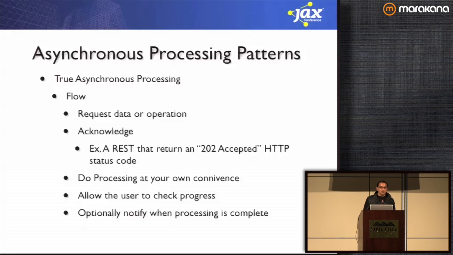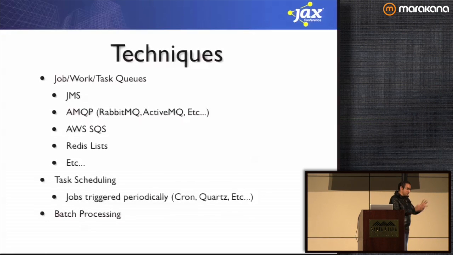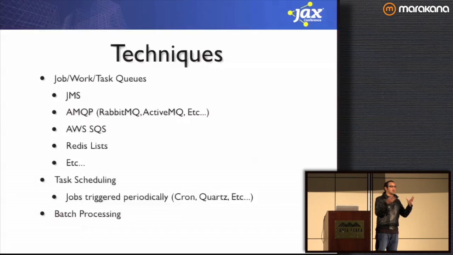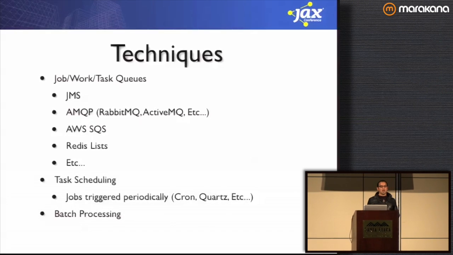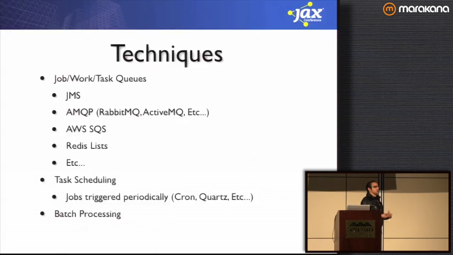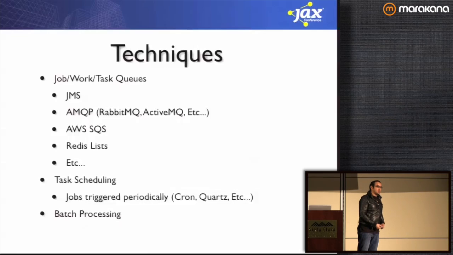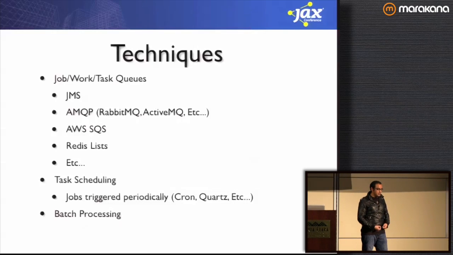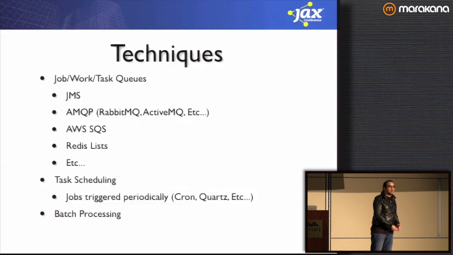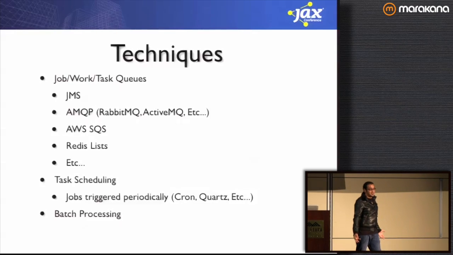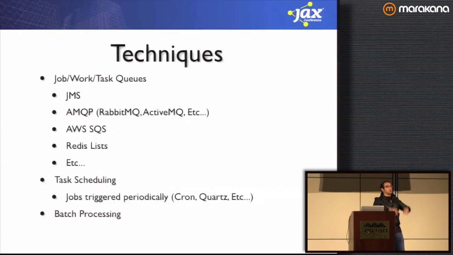So this is what true asynchronous processing is. There are a bunch of techniques and technologies that you could leverage. Some of these are job, work, task queues. There are different names for them: JMS, AMQP, different implementations and servers out there, AWS SQS and such. You simply acknowledge the request, take that job and push it into a queue, and have a bunch of workers that actually pull from that queue and do the processing later. So you immediately just push it over there.